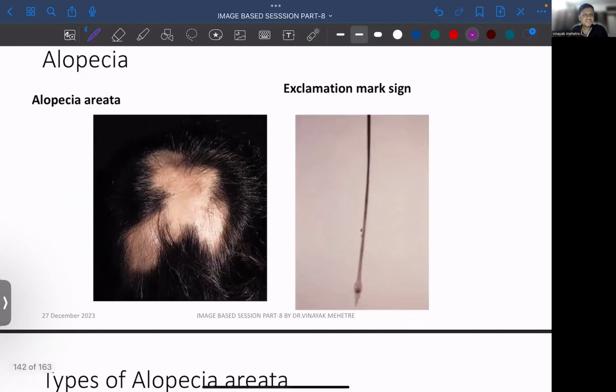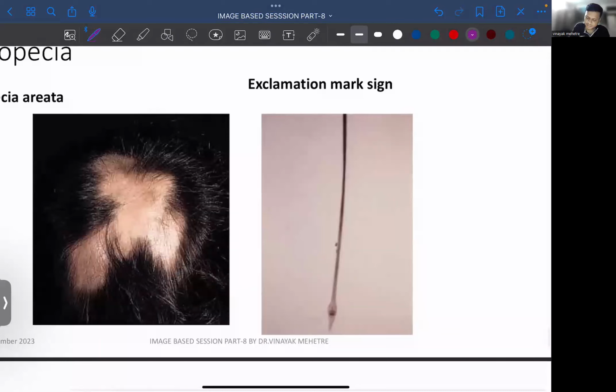एलोपेशिया एरियाटा, इसमें क्या होगा, there will be exclamation sign, damage of hair से लगेगा, hair टूट के थोड़ा साइड में गया है, that is seen in alopecia areata. ठीक है, alopecia areata.